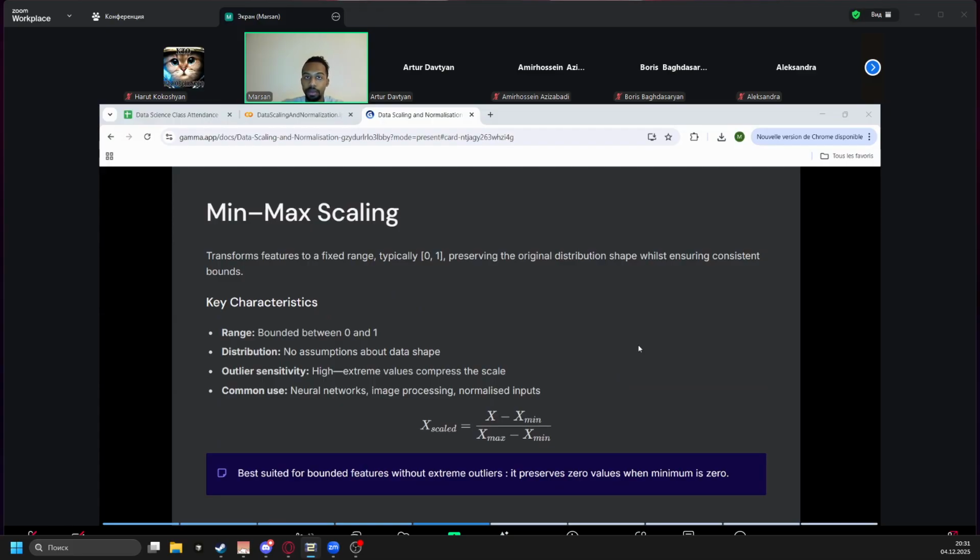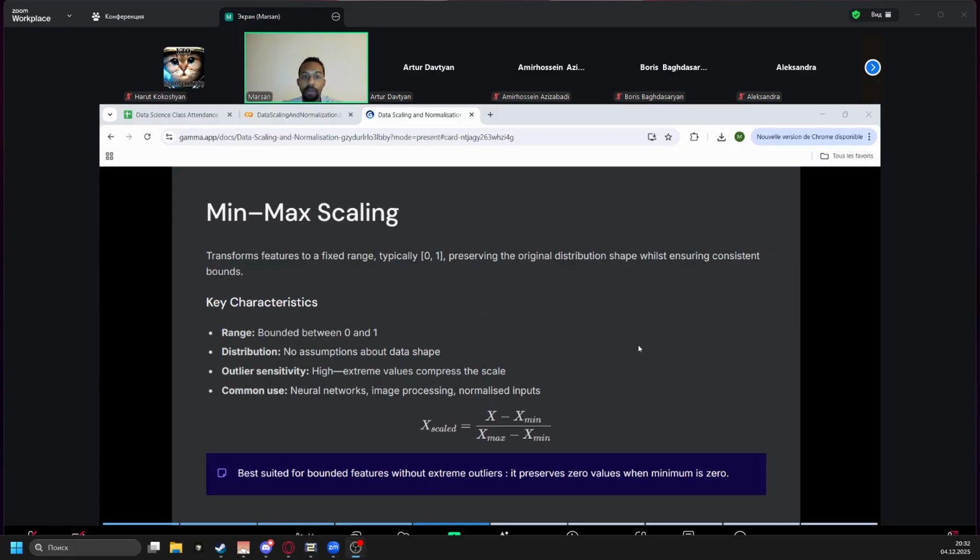The weakness of this scaling technique is that it's sensitive to outliers. If we have a single extreme value, it can compress the entire feature range, because our lowest value will become the new 0, and our highest value will become the new 1, and then proportionally all the other values will match a value between 0 and 1.